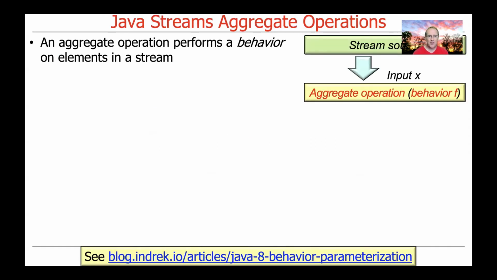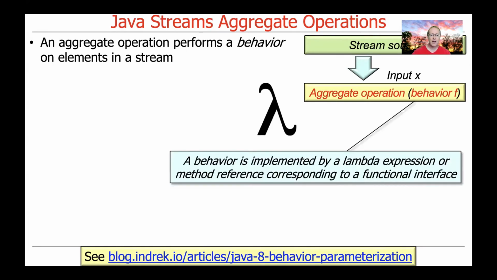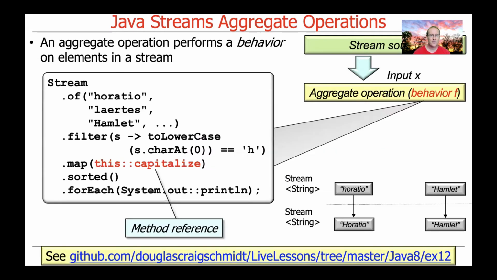So if factory methods create stuff, then aggregate operations take stuff that's created, streams that are created, and then perform behaviors on the elements in a stream. And we'll see that this behavior is implemented by a lambda expression or a method reference, something that corresponds to one of those so-called functional interfaces we talked about earlier in the course.